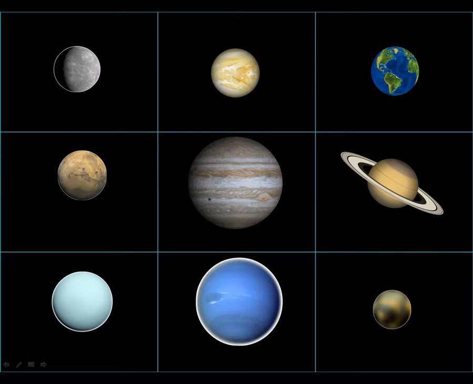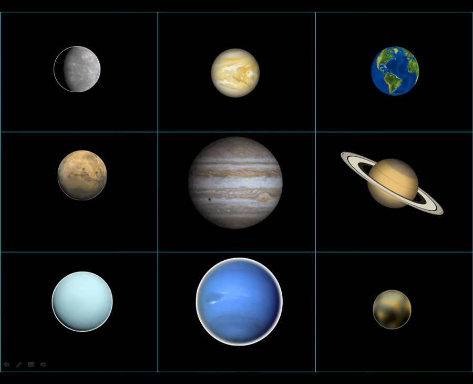Let's increase the challenge. Let's take the names away. Let's try once more. Here we go. Mercurio, Venus, la Tierra, Marte, Júpiter, Saturno, Urano, Neptuno, Plutón.